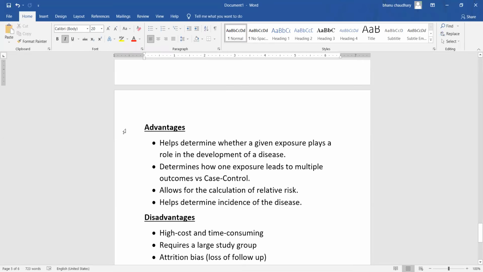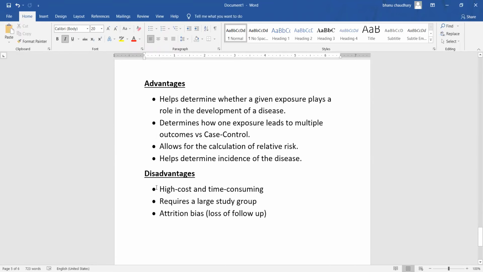And in case of a cohort study, you can easily determine the relative risk. So one thing is incidence. Second is the relative risk. Third is how exposure plays a role in developing a disease. Okay, how one exposure can cause multiple diseases. This is the fourth thing. So four advantages for the cohort study.